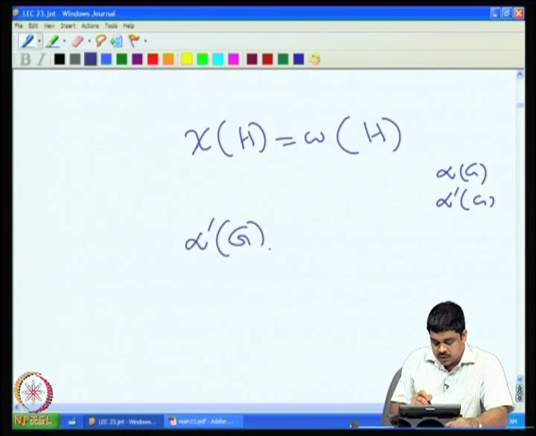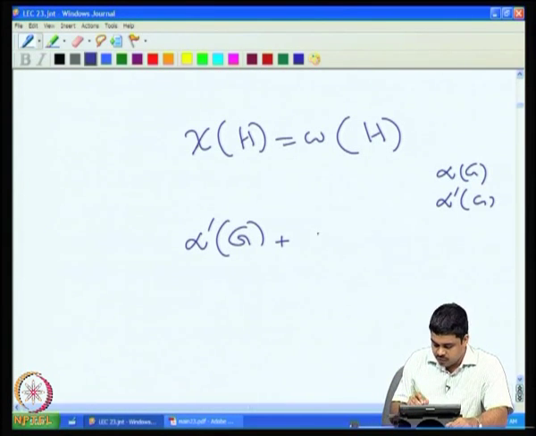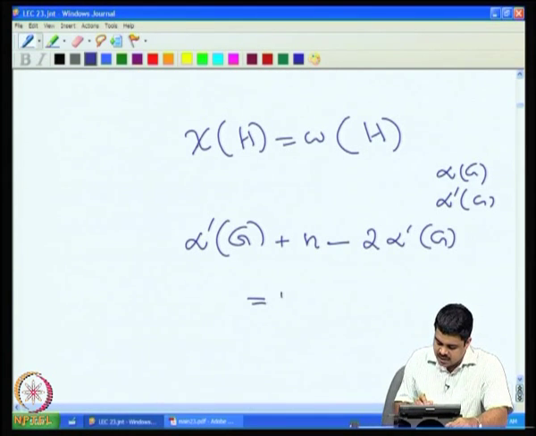Now, this may not cover the entire vertex set, because the graph may not have a perfect matching; its maximum matching may not cover all the vertices. So, how many more do we have to take? Because no more edge can be taken, we have to take individual singleton vertices, one for each remaining vertex, that is n minus 2 into alpha dash of G. This is essentially n minus alpha dash of G.